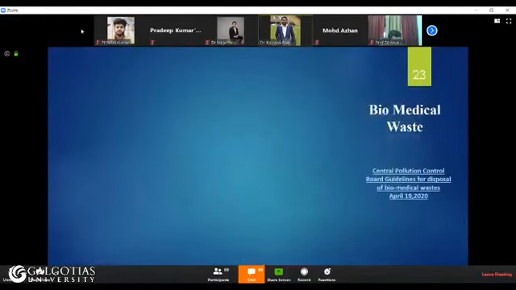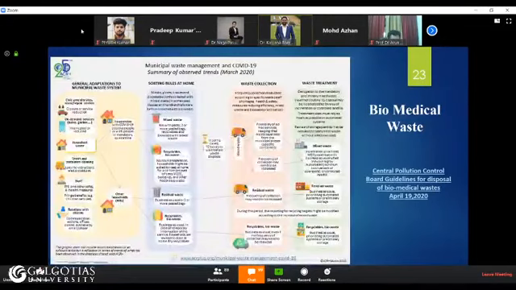And then we have this recent article on April 19th, where various tools, techniques and guidelines were given by the Central Pollution Control Board for disposal of biomedical waste. I'll share the document. You can find it online also, the same document where a proper step-by-step process of each and everything was given, especially during this COVID-19 condition.